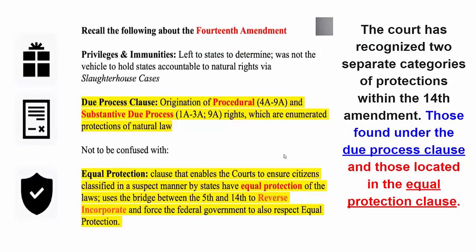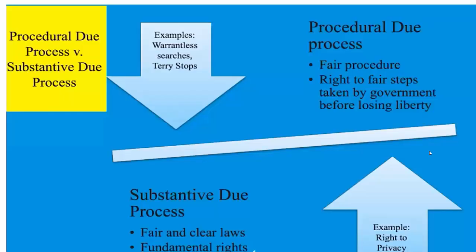Let's move now to the 14th Amendment, and specifically, we're going to look at two separate categories of protections within the 14th Amendment. There are protections located under what we call the Due Process Clause, and then separately protections located under the Equal Protection Clause of the 14th Amendment. We're going to start with the Due Process Clause, and what we need to remember is the courts have identified two separate categories of due process.